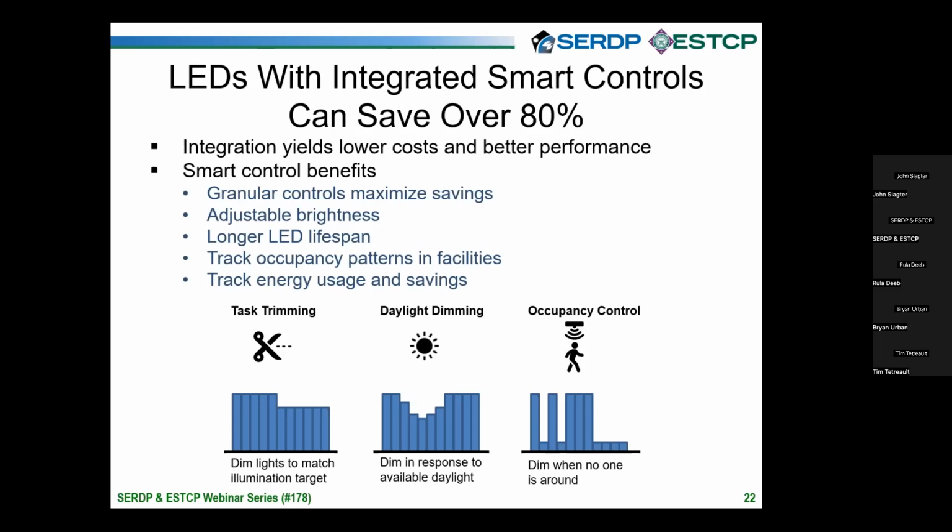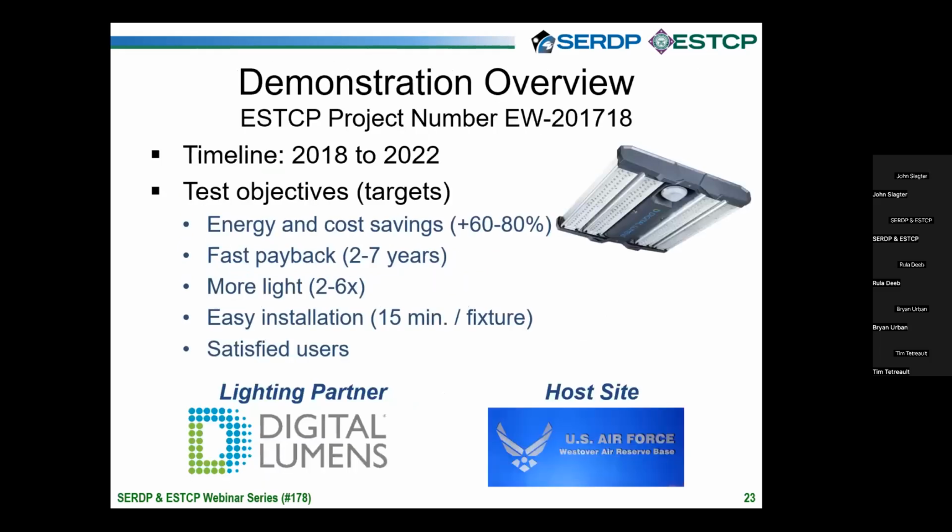In the second case, many of you have seen daylight dimming. This is where the lights don't have to work as hard if you have sunlight through windows or skylights or things like that. And then finally, occupancy control. And again, I think most of you have been in rooms where the lights will turn off when nobody's around. So with these three strategies layered together, plus the LED efficiency, you can save over 80% on your lighting energy needs. And it's a real opportunity for the DoD to make some strides.